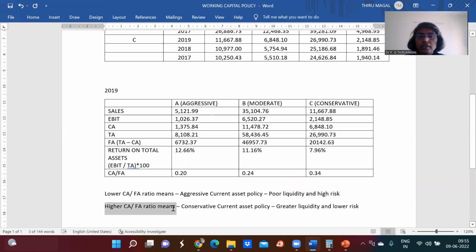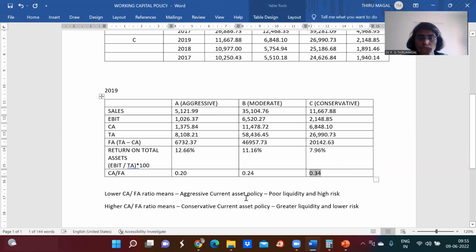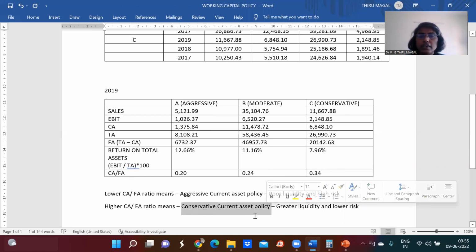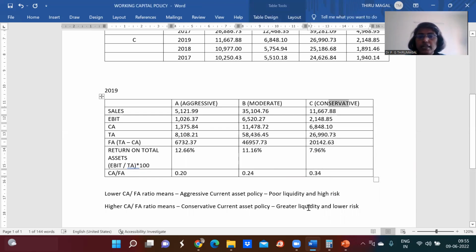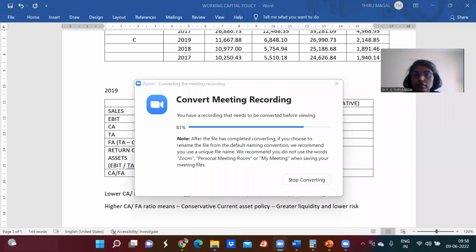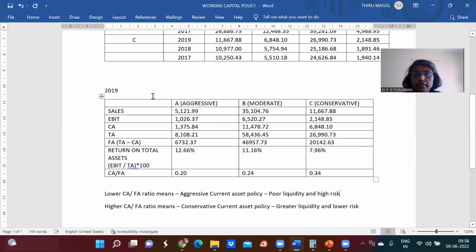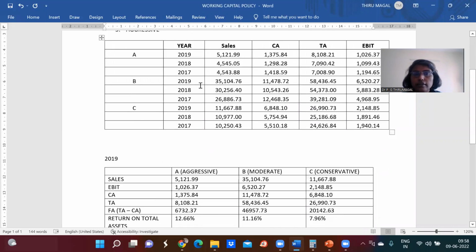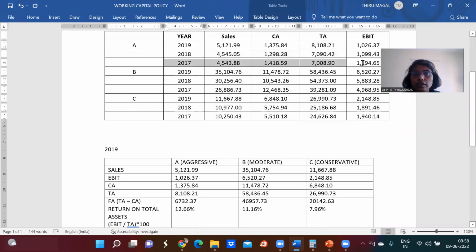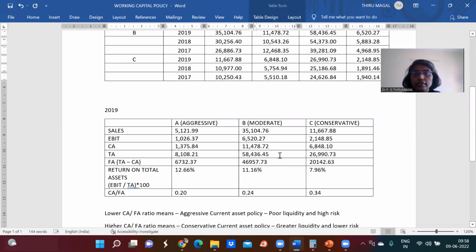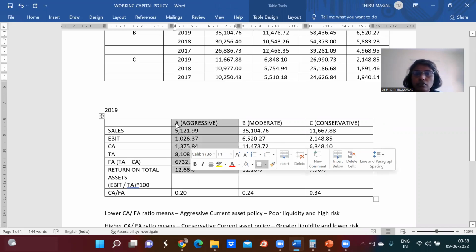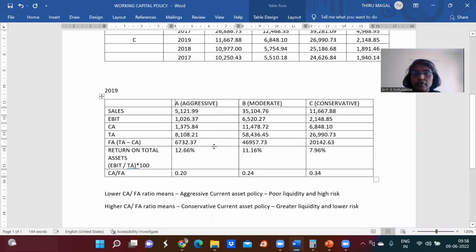Whereas in case of higher current asset by fixed asset ratio, which is 0.34, which means conservative current asset policy, that is company C, which means greater liquidity and lower risk. So now in the same way, for the year 2019 we have calculated, the same way for 2018 and 2017 it should be calculated, and finally we can check what type of policies the company follows, whether in the year 2019 alone they follow aggressive, or in 2018 or 2017 the company follows the same, we have to check.